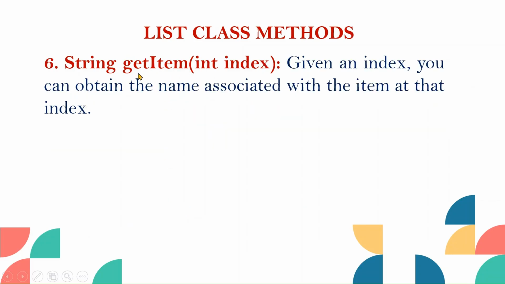Now here I want to get the item based on the index number. So I give the index number here, and that item string will be returned. So given an index, you can obtain the name associated with the item at that index. Suppose XYZ is at index number 2. So if you give 2 in this method, you get XYZ. So these are a few methods for the List class.